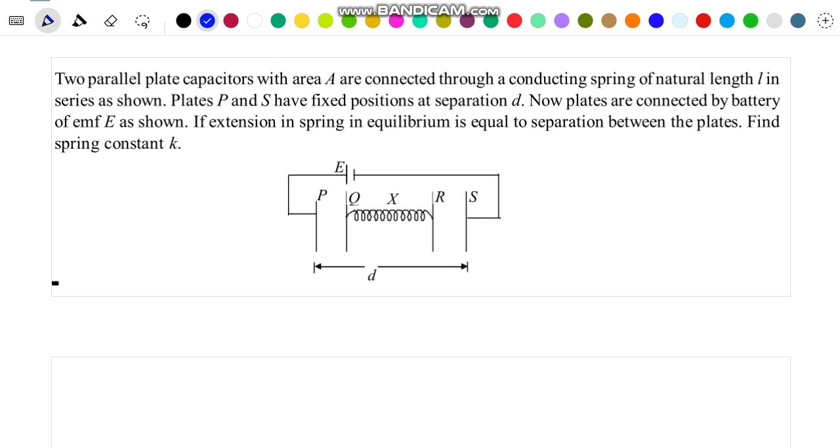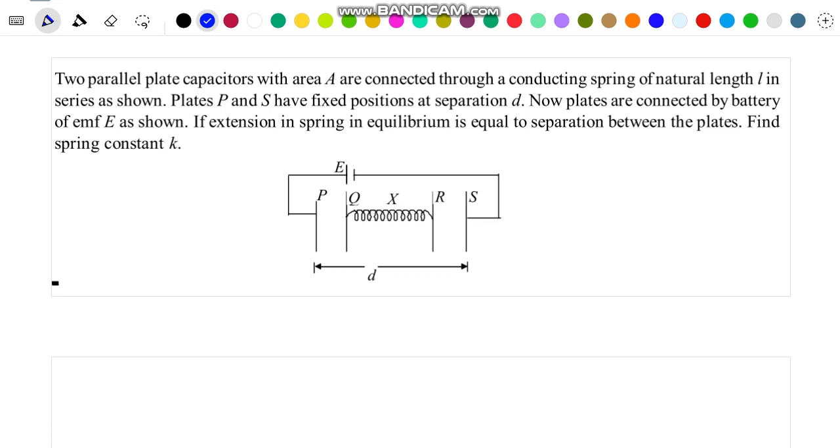Hello friends, in this problem, two parallel plate capacitors with area A are connected through a conducting spring of natural length L in series as shown in the diagram. Plates P and S have fixed positions at a separation of D. The plates are connected by a battery of EMF E as shown.